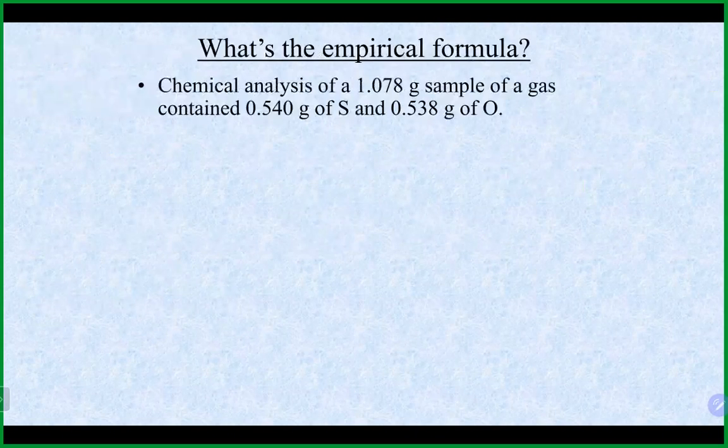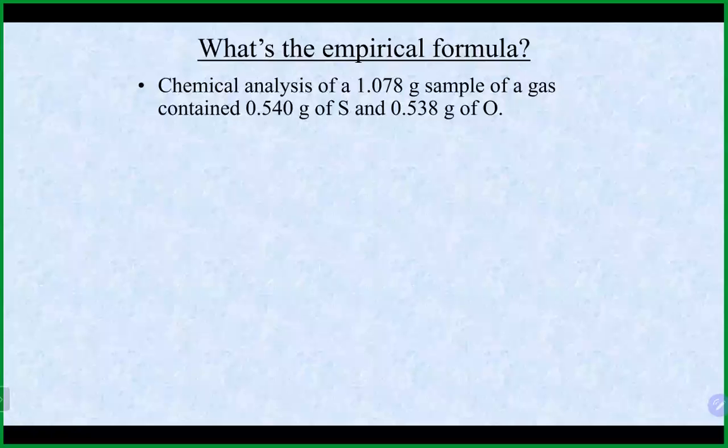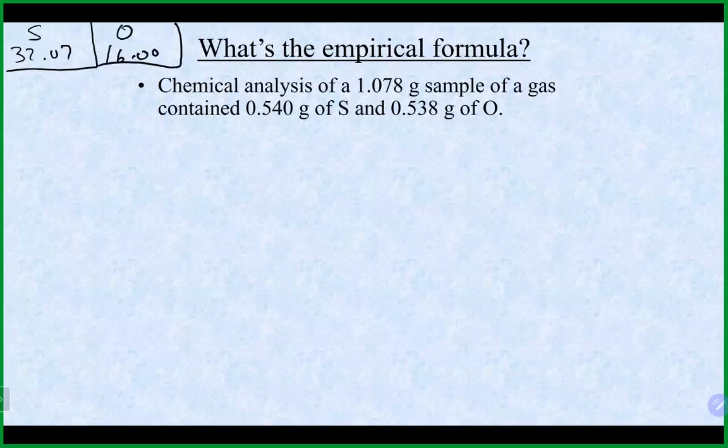Now that I did that one, let's do this one. Chemical analysis of a 1.078 gram sample contained 0.540 grams of sulfur and 0.538 grams of oxygen. What is the empirical formula? Sulfur is 32.07 on the periodic table. Oxygen is 16. All right. So follow those steps, calculate the empirical formula here.